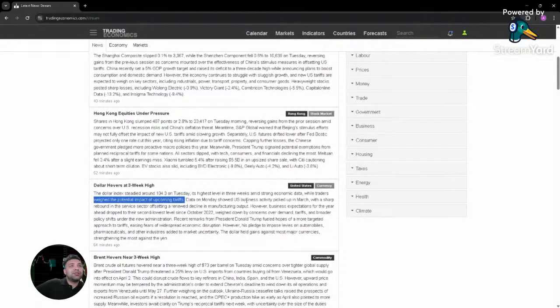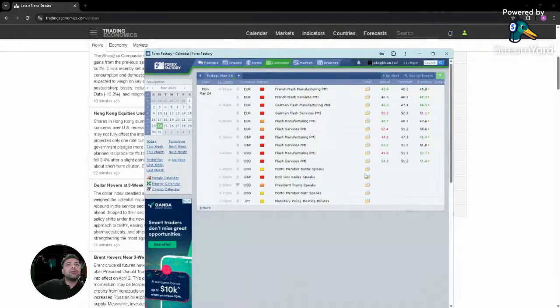The data on Monday showed US business activity picked up in March with a sharp rebound in the service sector, offsetting a renewed decline in manufacturing output. So although the data for the US was great, there was a sharp decline in manufacturing output, and that actually created enough of a problem. I can show you what they are talking about. You see right here, this is the manufacturing sector they are talking about, where there is a sharp decline. Usually more than 50 is good. So this is what they are talking about right here.